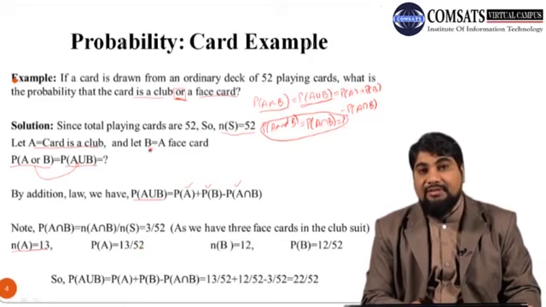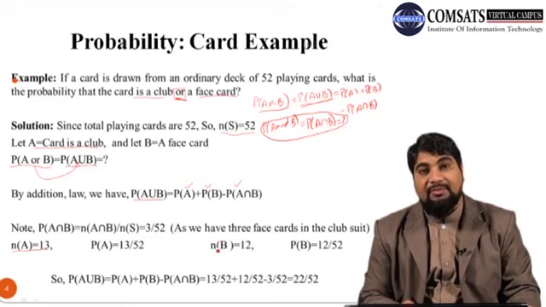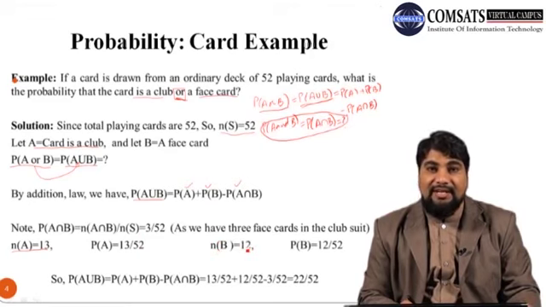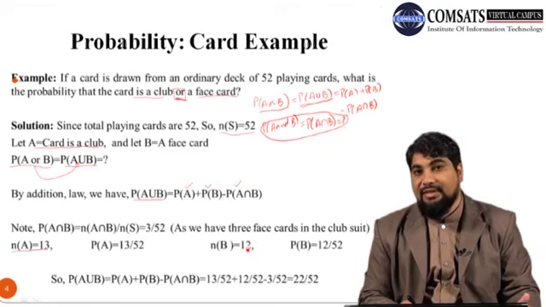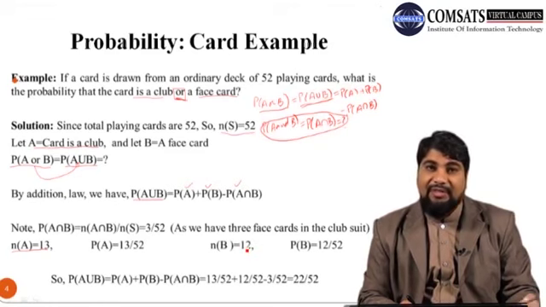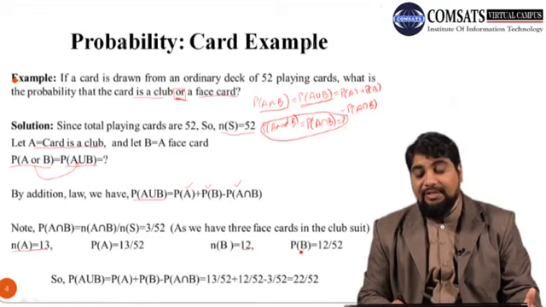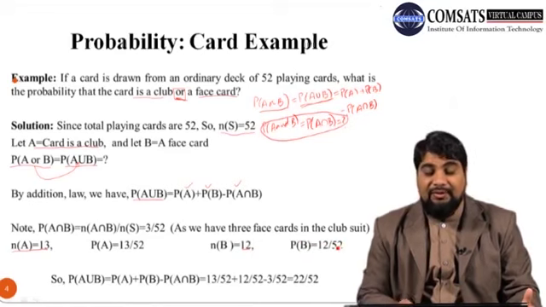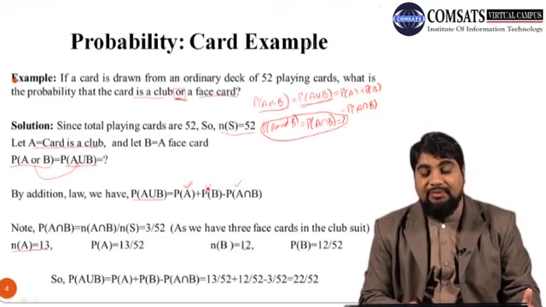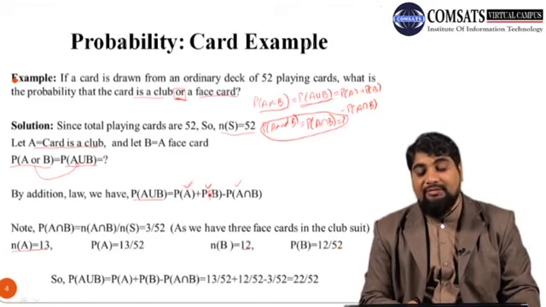Similarly B is a face card, so the total number of sample points in B is 12. Face cards are Jack, Queen and King, so 3 face cards in one suit. Since there are 4 suits, 3 into 4 is 12, so there are total 12 face cards. So probability of B will be 12 divided by 52. So we have calculated probability of A as well as probability of B.